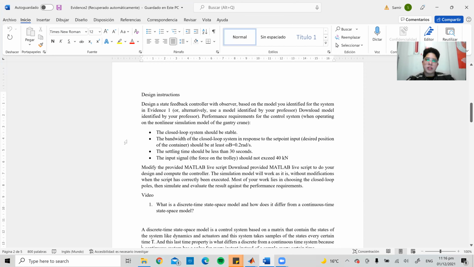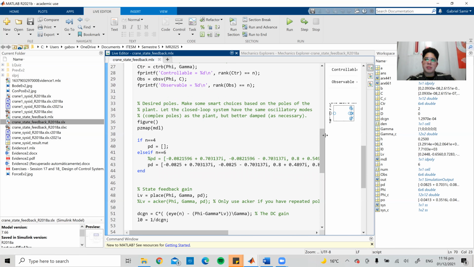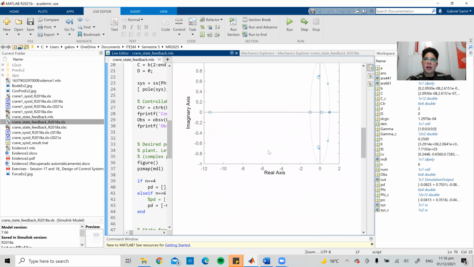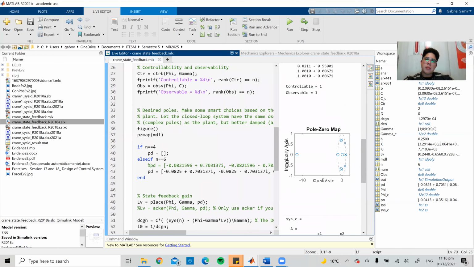Then we need to check for the bandwidth. The bandwidth should be at least 0.2 radians per second. This property can be confirmed by this one, the Bode plot. Here it is hard to see, but I checked this Bode plot, and my bandwidth is between 0.3 and 0.4 radians per second. So my system meets this requirement.